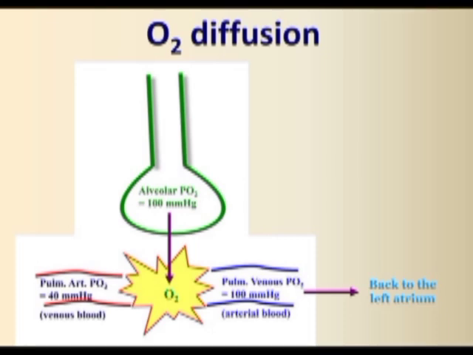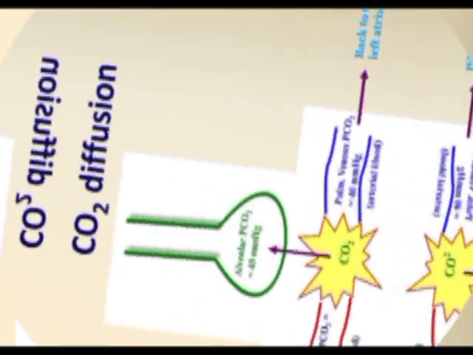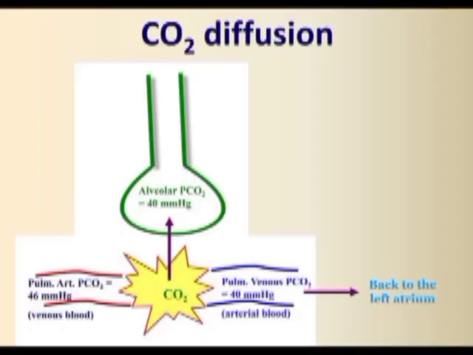In O2 diffusion in the alveoli, the PO2 is 100 mmHg, and on the oxygenated blood side the pulmonary venous PO2 is 100 mmHg, while deoxygenated blood has 40 mmHg. Next is CO2 diffusion in the alveoli.